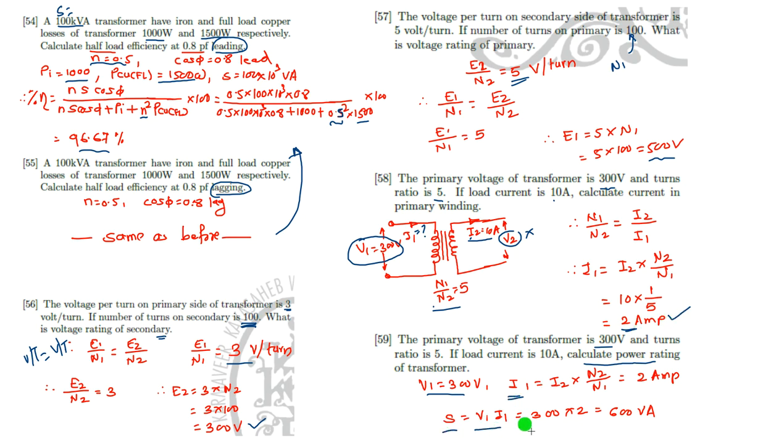So S is equal to V1 into I1. So it is 300 into 2. It gives you 600 VA. Okay. So voltage on the primary is V1, and I1 is calculated. So I1 is substituted over here. So V1 into I1. Either determine the I1, so you will get V1 I1, or determine the V2. Suppose you determine the V2, then S is equal to V2 into I2. That is also okay. It will give you the same value.